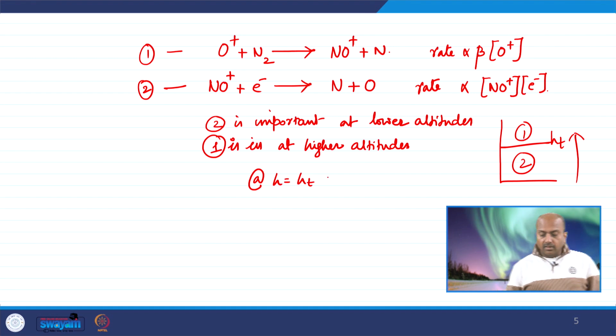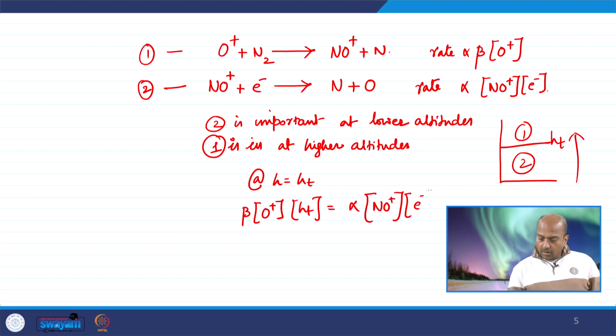We can write this mathematically: at h equals ht, beta times O plus at ht becomes equal to alpha times NO plus times electron density. So, beta and alpha are the coefficients basically, right. Or we can write it as beta at ht is alpha times Ne.